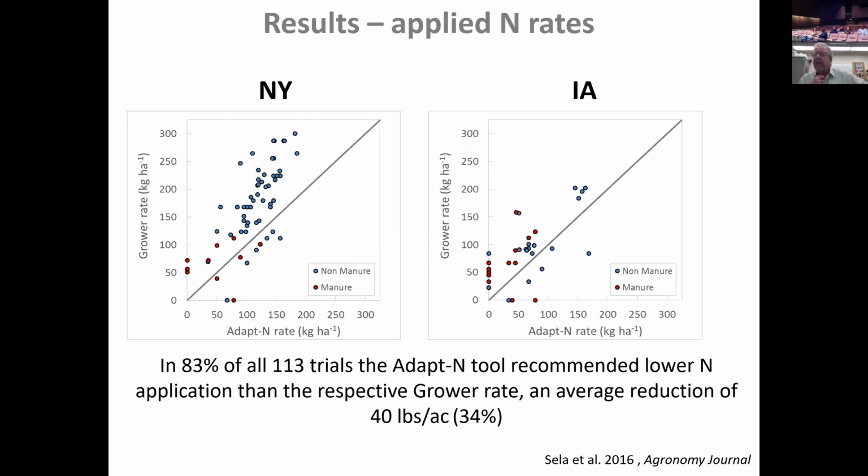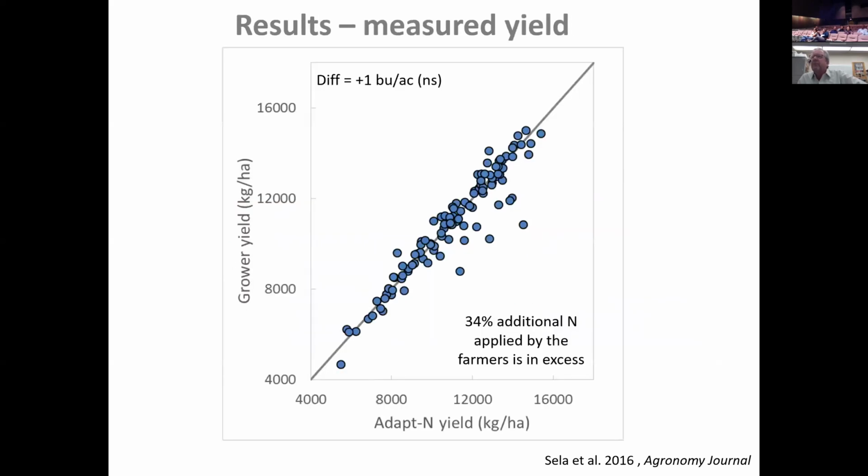So in fact, in 83% of the trials, the Adapten tool recommended less nitrogen than the respective grower rate, and an average reduction of about 40 pounds per acre. But there were a few cases where we recommended slightly more. The yield results were generally no impact. So basically we could get the same yields with less nitrogen. And there were a few cases where Adapten yielded higher.